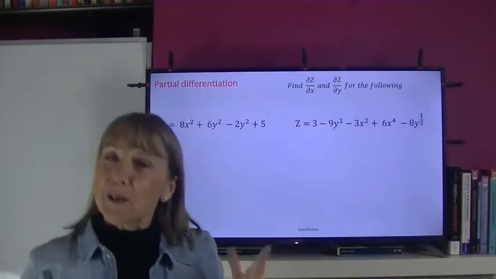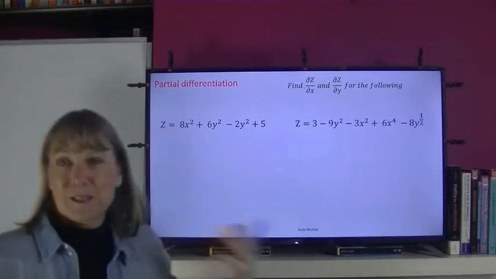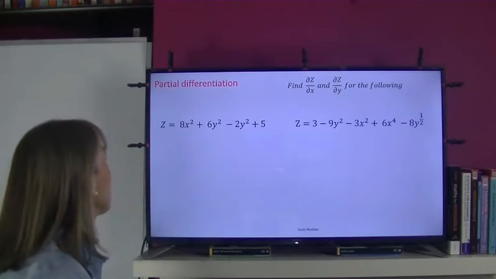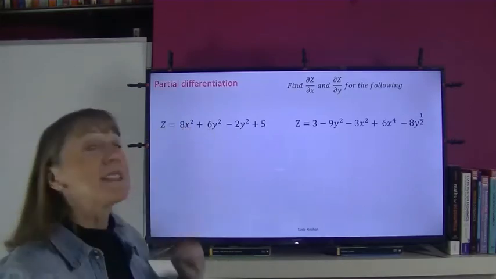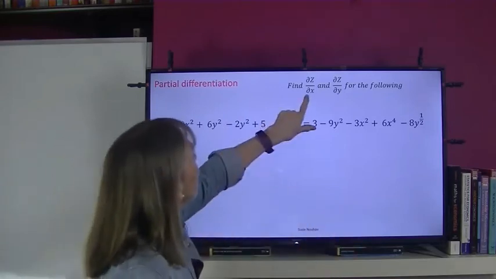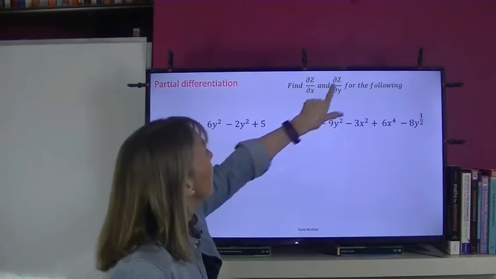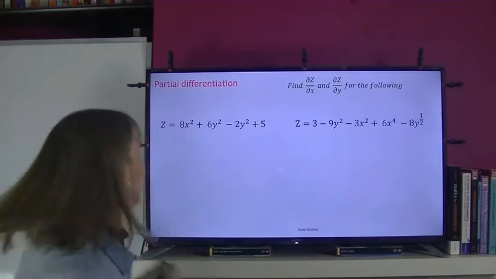So let's get a little bit of practice with partial differentiation. And hopefully, as I do it, you'll see what we're talking about. So I have a function, z is a function of x and y. So it's a three-dimensional sort of shape. And we've been asked to find dz by dx and dz by dy for both those two functions. So let's jump right in.